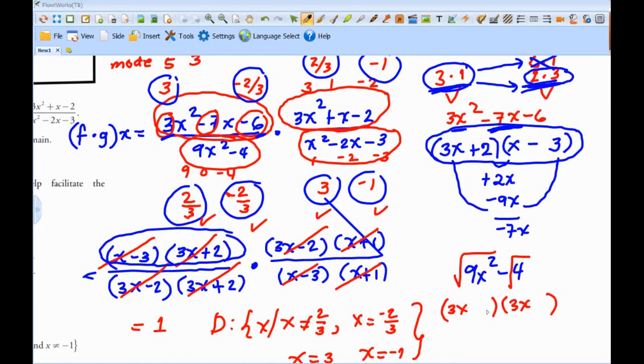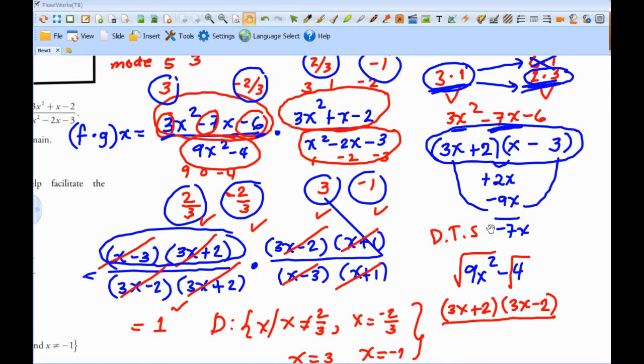And the square root of 4 is 2 and 2. So one is plus, one is minus. Same thing here, 3x minus 2 and 3x plus 2. They are the same, right? This is called difference of two squares. It's like you're having a factor of x squared minus 9 is x plus 3, x minus 3. X squared minus 4 is x plus 2, x minus 2. Right? Same here.